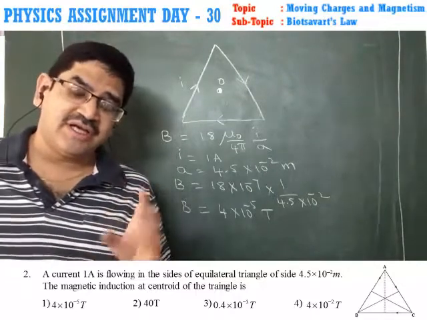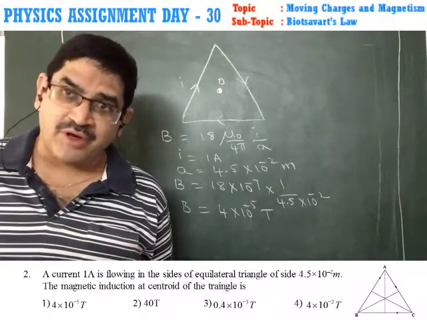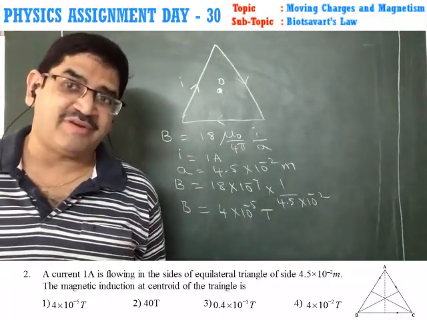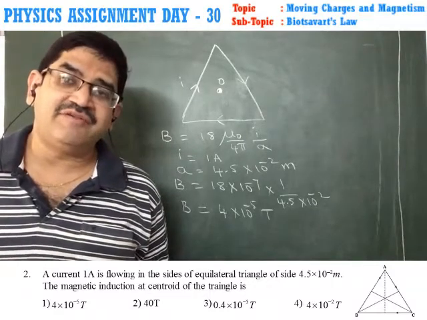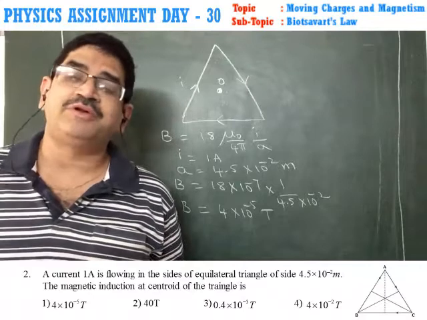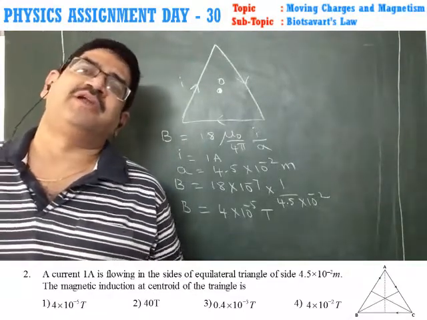Similarly students, if it is a square, the direct formula will be 8√2 × μ0/4π × I/a. For a triangle, 18 × μ0/4π × I/a. And if it is a hexagon, it will be 4√3 × μ0/4π × I/a. So wherever you get these shapes, you can directly put the formula.